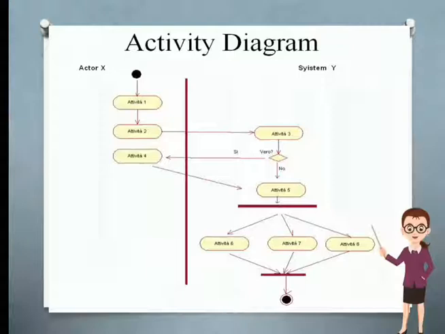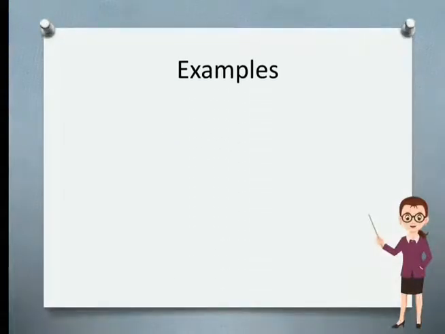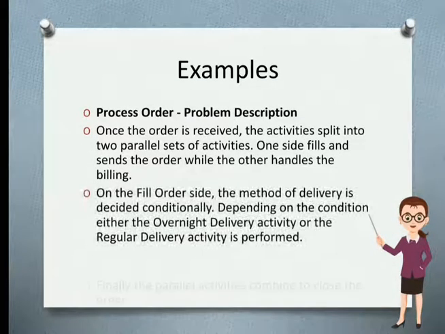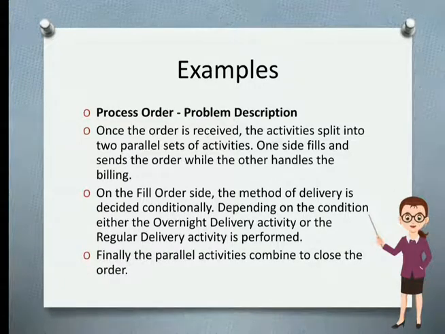Now we'll see one example of an activity diagram. Here in this example, the process order system is considered. This is a scenario of order processing, where it is depicted that the order is received, and then the activities split into two parallel sets of activities. One side fills and sends the order, while the other handles the billing. On the fill order side, the method of delivery is decided. Based on a condition, either the overnight delivery activity or the regular delivery activity is performed. And finally, these activities are combined.